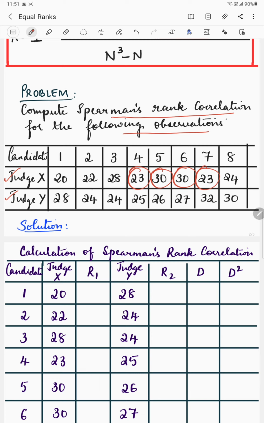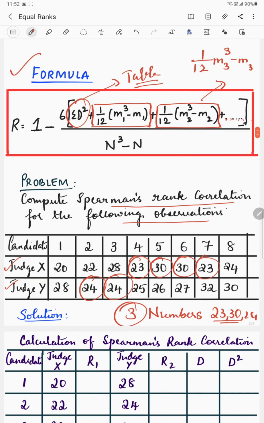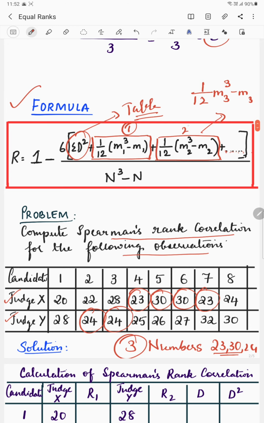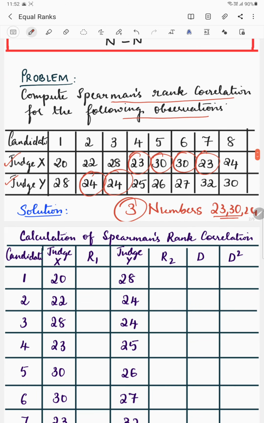Next in the Y series you can see 28, 24, 24, 25, 26, 27, 32 and 30. So here 24 is repeating twice. According to this sum we have three numbers that are repeating, and each is repeating only twice: 23, 30 and 24. I have just written it down. Why I have written these three numbers is that you will have the formula three times, that is 1, 2 and 3, three times you will have this 1 by 12, because we have three numbers repeating.